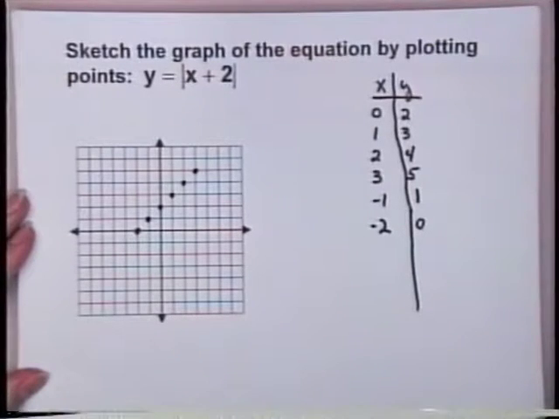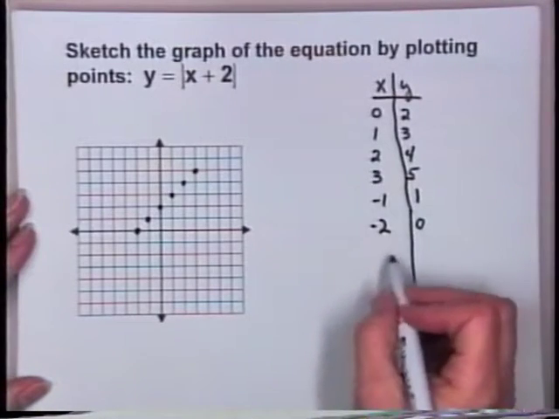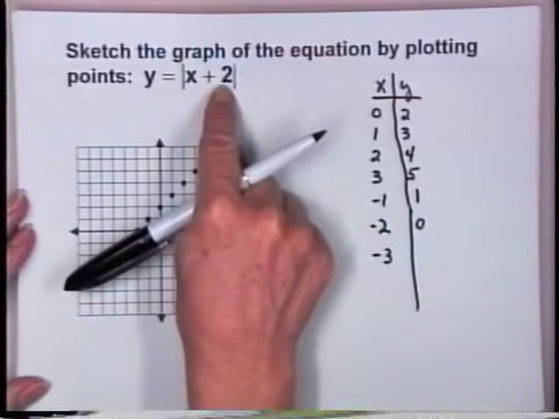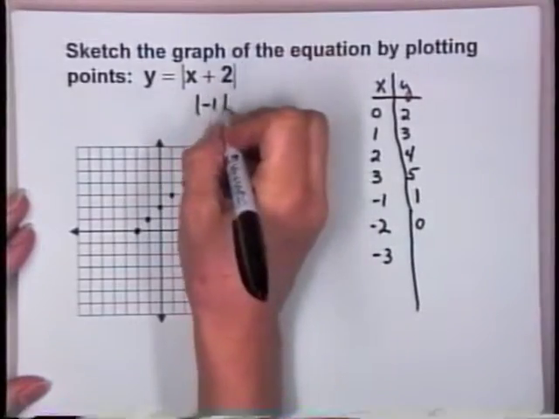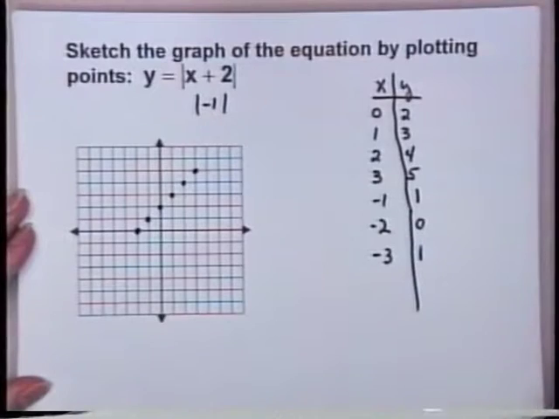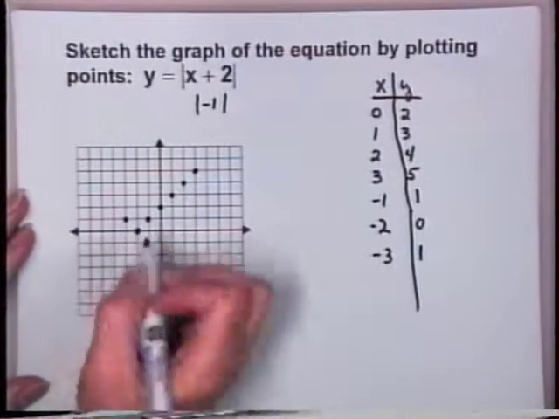Do you think we've got enough points? Well, let me show you one more, and then you'll see that you can't be too careful here. Let's let x be negative 3. What happens when you do negative 3 plus 2? Negative 3 plus 2 is negative 1. What is the absolute value of negative 1? It's positive 1, isn't it? Notice right here at x equals negative 3, I get a point up there.